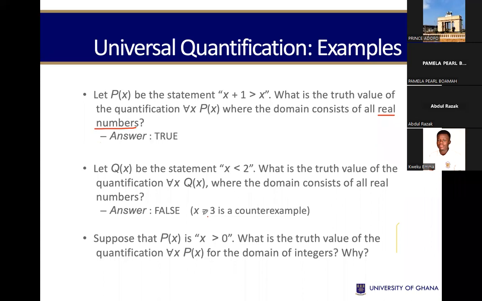So I think the most important thing right now is if you don't know your domain, you can never get this right. If you don't know what real numbers are, you can never get this right.